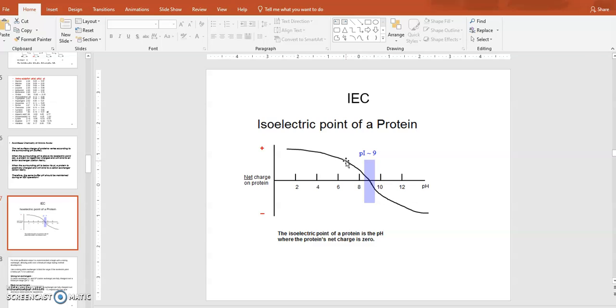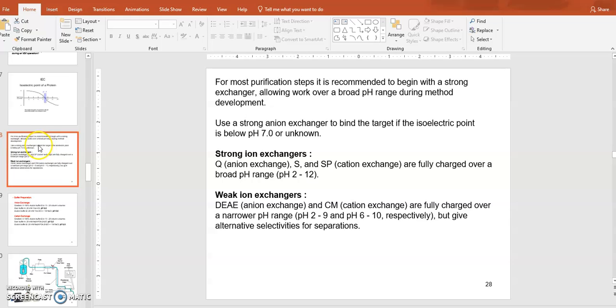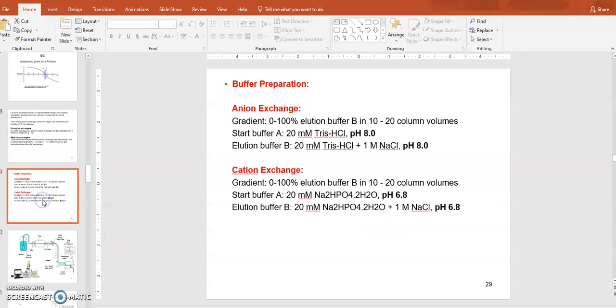Cation exchanger column, okay, that will have the resin that is anion. So that's how you can develop your chromatography method. Okay, so you should be able to predict how your protein is charged. Based on that prediction, you can choose the correct ion exchange chromatography medium. Okay, so that's the most important information here.